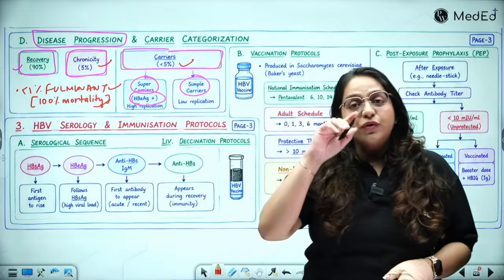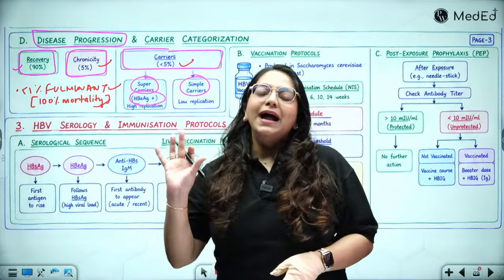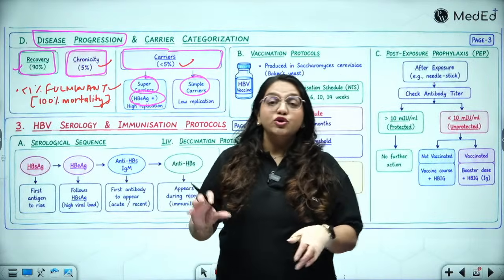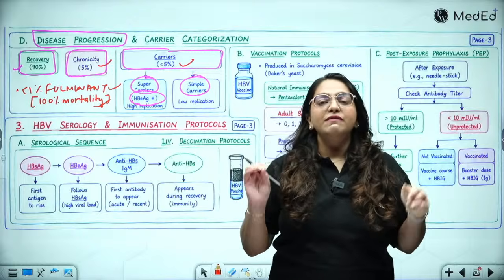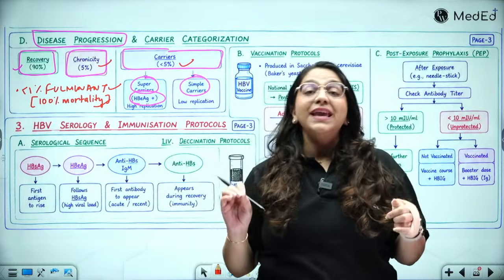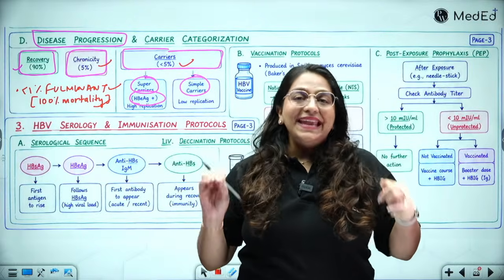Okay, and out of the carriers, there can be simple and super carriers. So a super carrier is going to be highly infectious. So that is the one which is going to be positive for the hepatitis B pre-core or the HBe antigen.